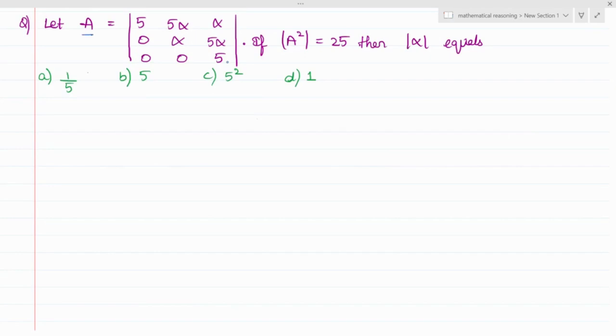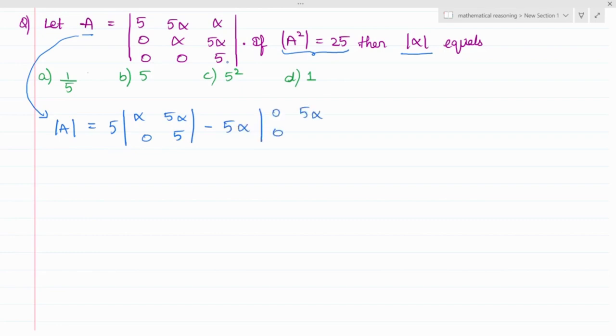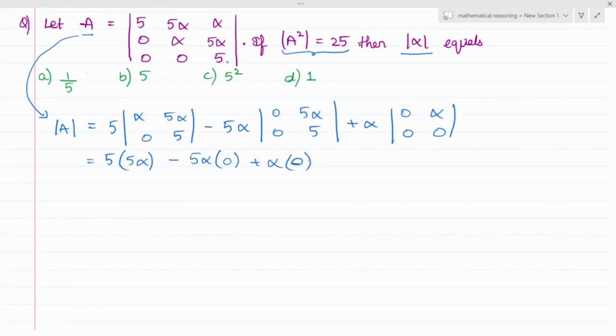In this question, matrix A is given and the determinant of A square is given, that is equal to 25, and we need to find the value of mod alpha. So first let us find the determinant of A. It's nothing but 5 into alpha, 5 alpha, 0, 5, minus 5 alpha, 0, 5 alpha, 0, 5, plus alpha, 0 alpha, 0, 0. So it's nothing but 5 alpha, minus 5 alpha into 0, plus alpha, this 0, this is also 0. So it's nothing but 25 alpha.